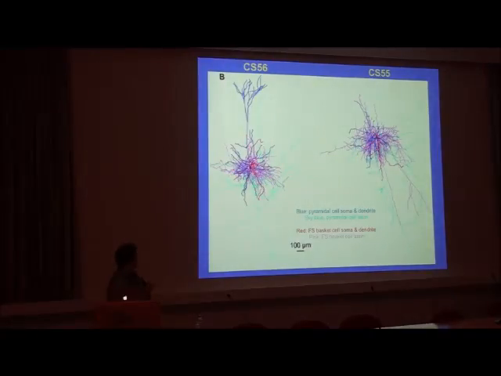And the blue is the pyramidal cell, and red is the fast-spike basket cell. And the pink shows the axon terminal of the fast-spike basket cell. And unfortunately, because this slice used 300 micrometer thickness, the apical dendrites of CS56 and CS55 were missed because of the slice preparation.